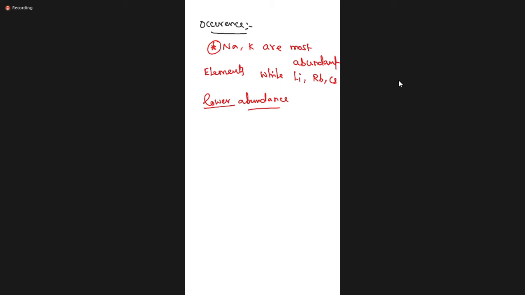Francium is a radioactive element. Its half-life is 21 minutes, I told you. The next point you need to remember after this is electronic configuration. You know how to write electronic configuration. How do you write the electronic configuration of the first A group elements? You know what elements are there: lithium, sodium, potassium, rubidium, cesium, and francium.